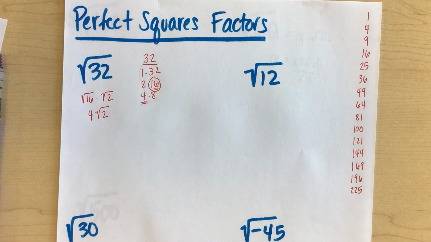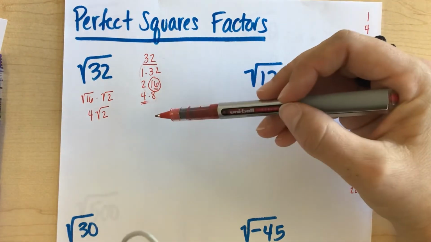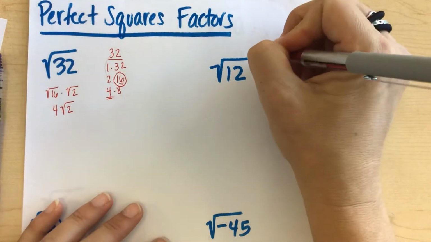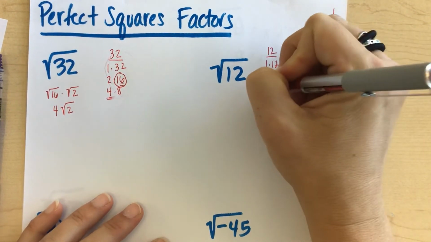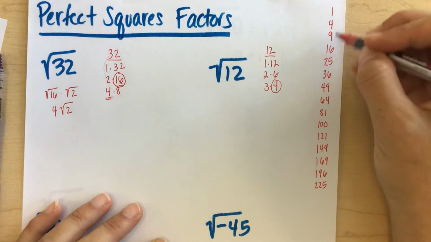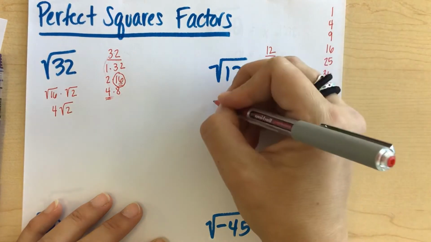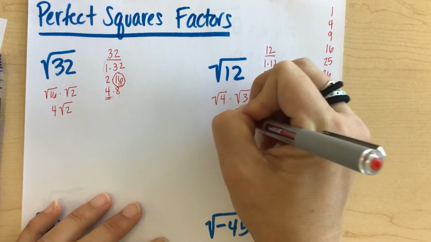Okay, so this method requires you to know your perfect squares, and it also requires you to know the factors of your number. For example, 12 would be 1 times 12, 2 times 6, and 3 times 4. 4 is my biggest number that is also on the perfect squares list. So this is the square root of 4 times the square root of 3, which is 2 radical 3.